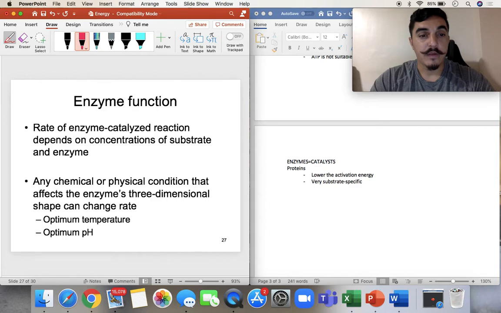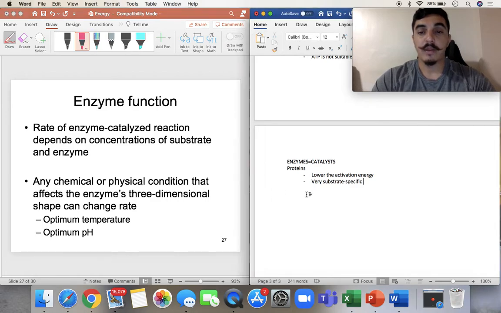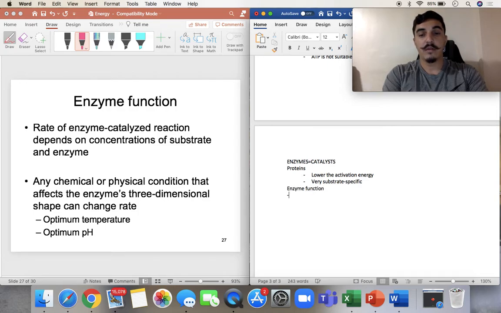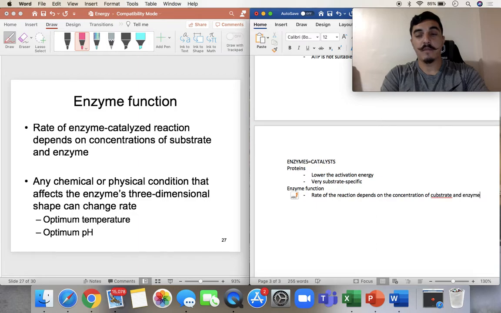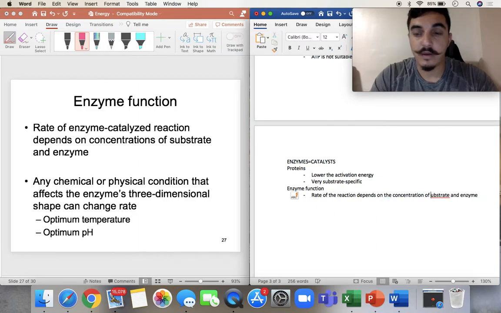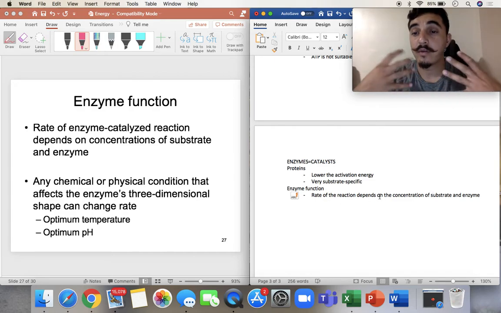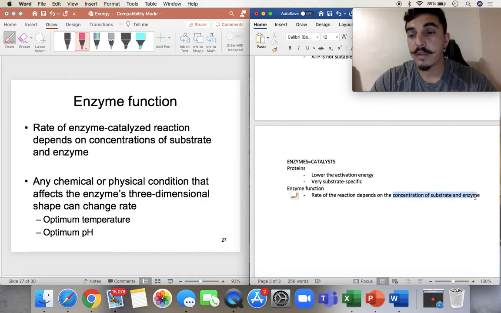Now, these enzymes, so here's a definition, so let me write it down. Enzyme function. The rate of the reaction depends on the concentration of substrate and enzyme. Think about that. That's pretty obvious. So the rate of the reaction, or how fast or how slow the reaction occurs, depends on the concentration or the amount of substrates and enzymes.